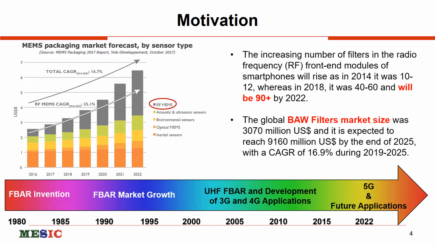Why we need the acoustic resonator: as the demand for filters in a smartphone increases, from 2014 to 2018 it was around 40 to 60, but till 2022 it is expected to be more than 90. So in a smartphone or smart device we will have more than 90 filters for the communication system inside the cell phone.